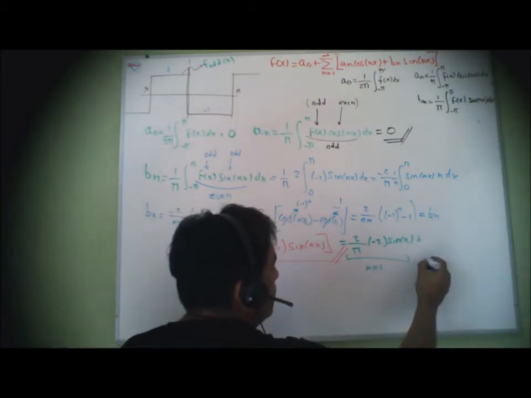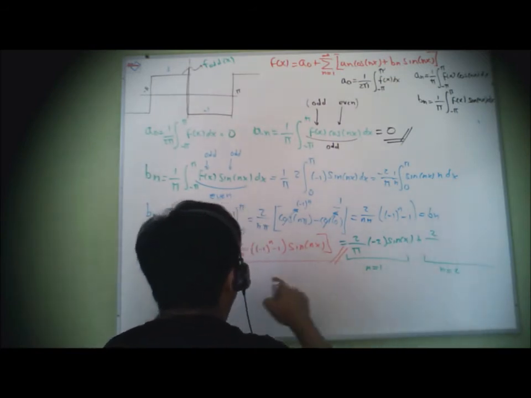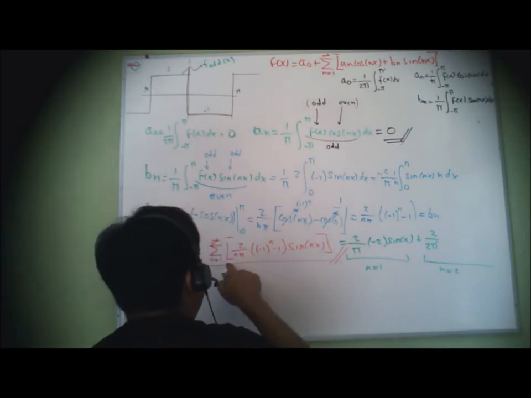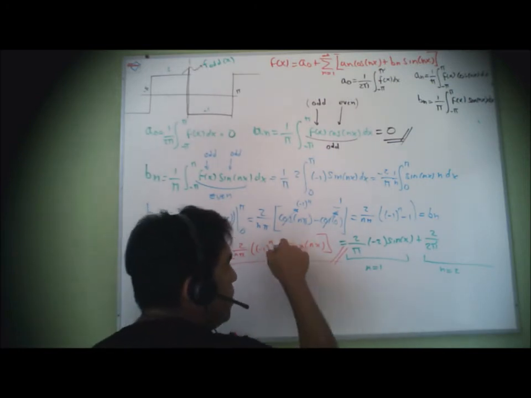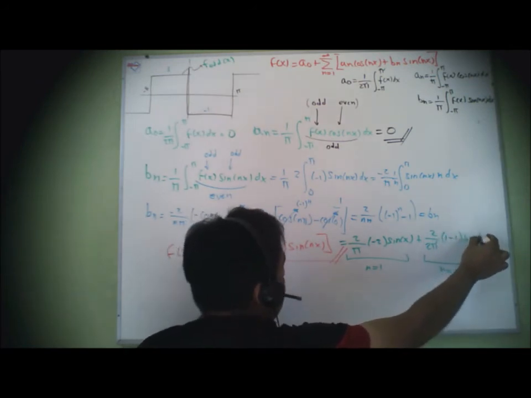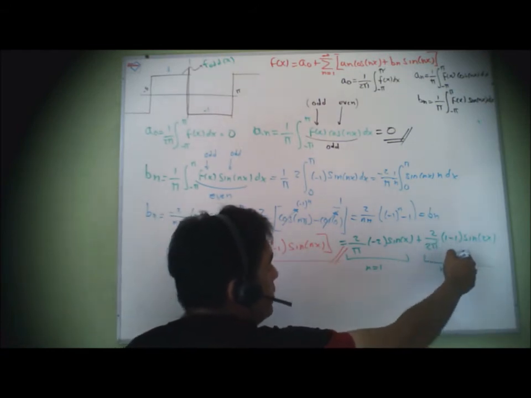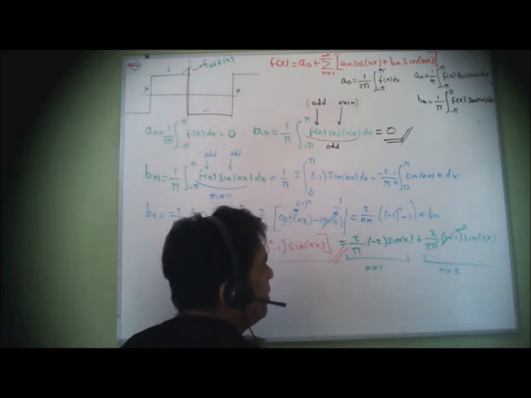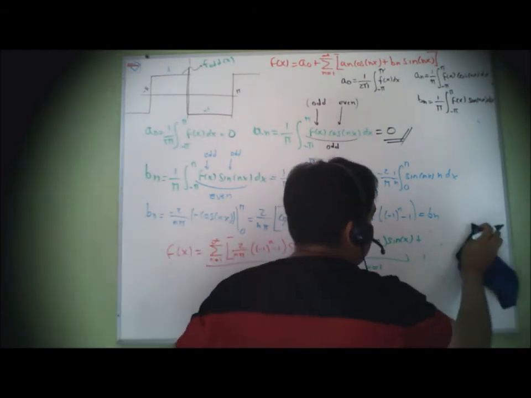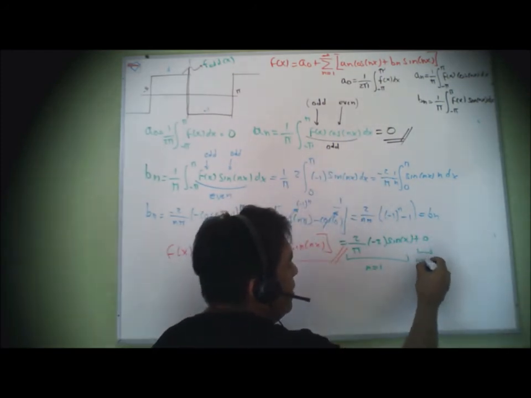And then plus, now let's do n equal to 2. So it's going to be 2 over 2 pi, okay, minus 1 squared is going to be positive 1, 1 minus 1, sine of 2x, because n is equal to 2. But what happens here? 1 minus 1 is equal to 0. Okay, so this coefficient actually doesn't exist. So n equal to 2 is equal to 0. So it's going to be plus 0 on n equal to 2.